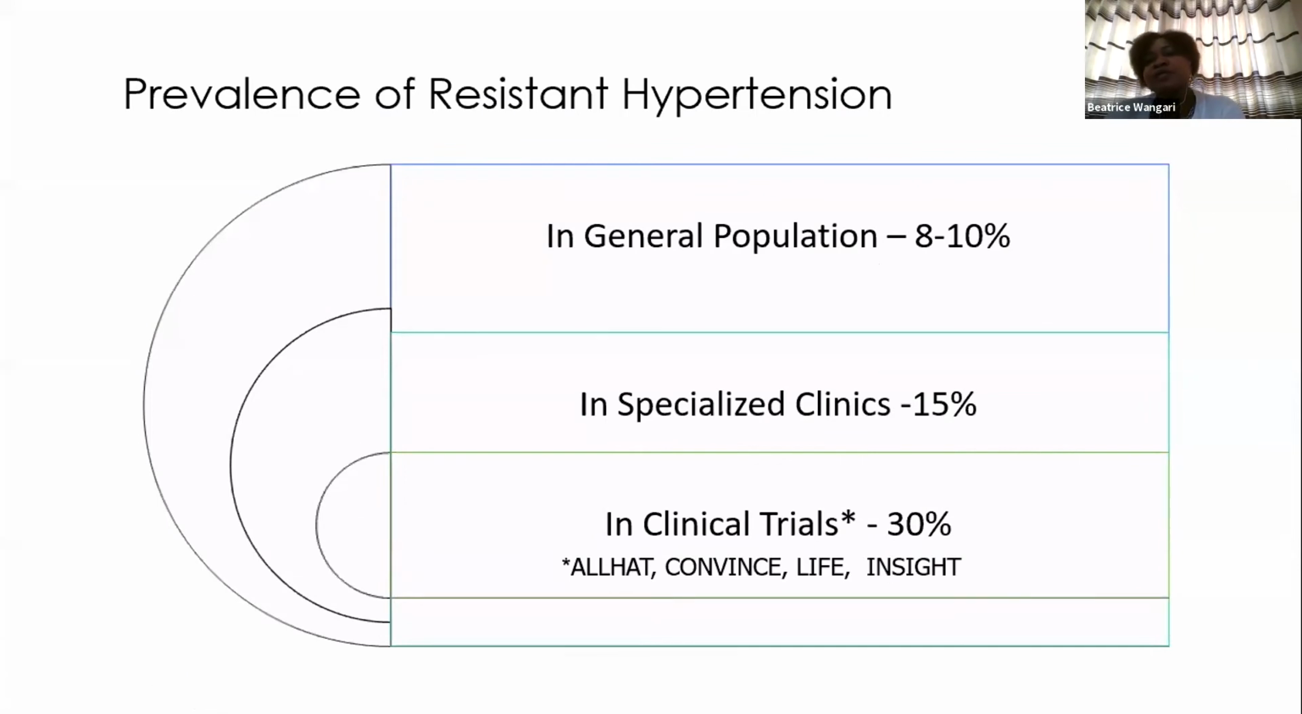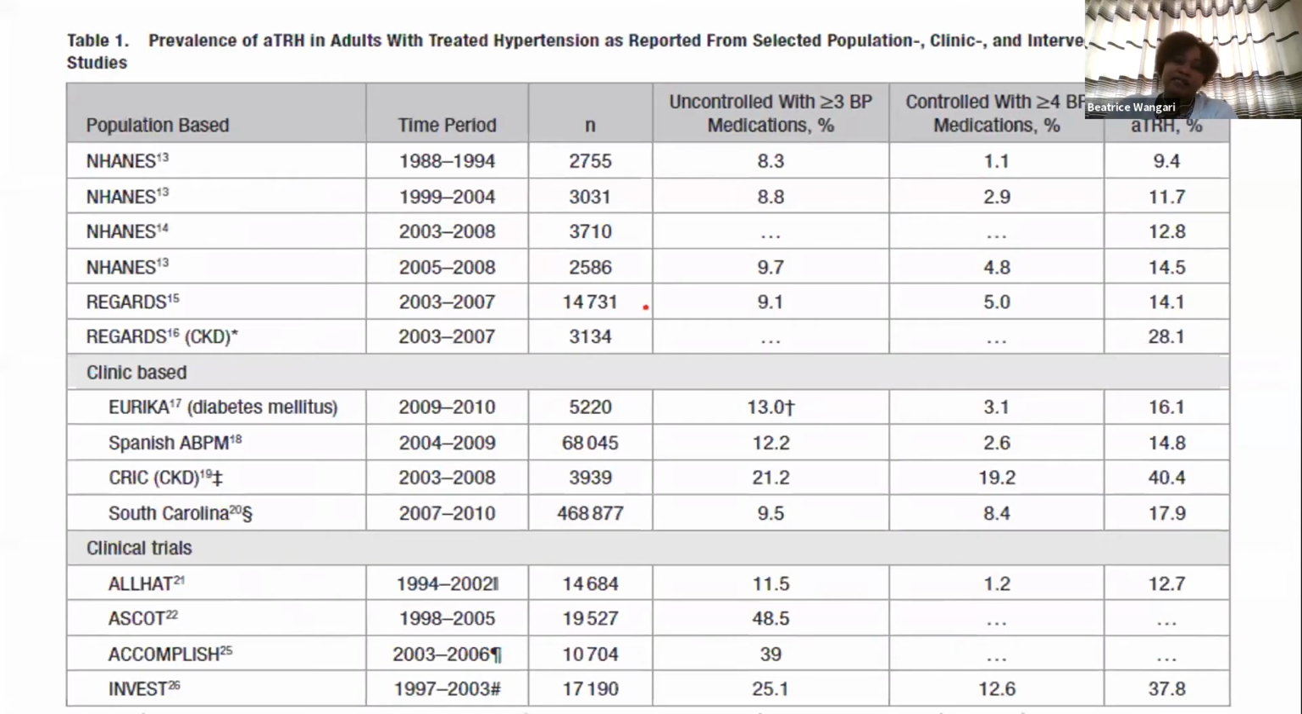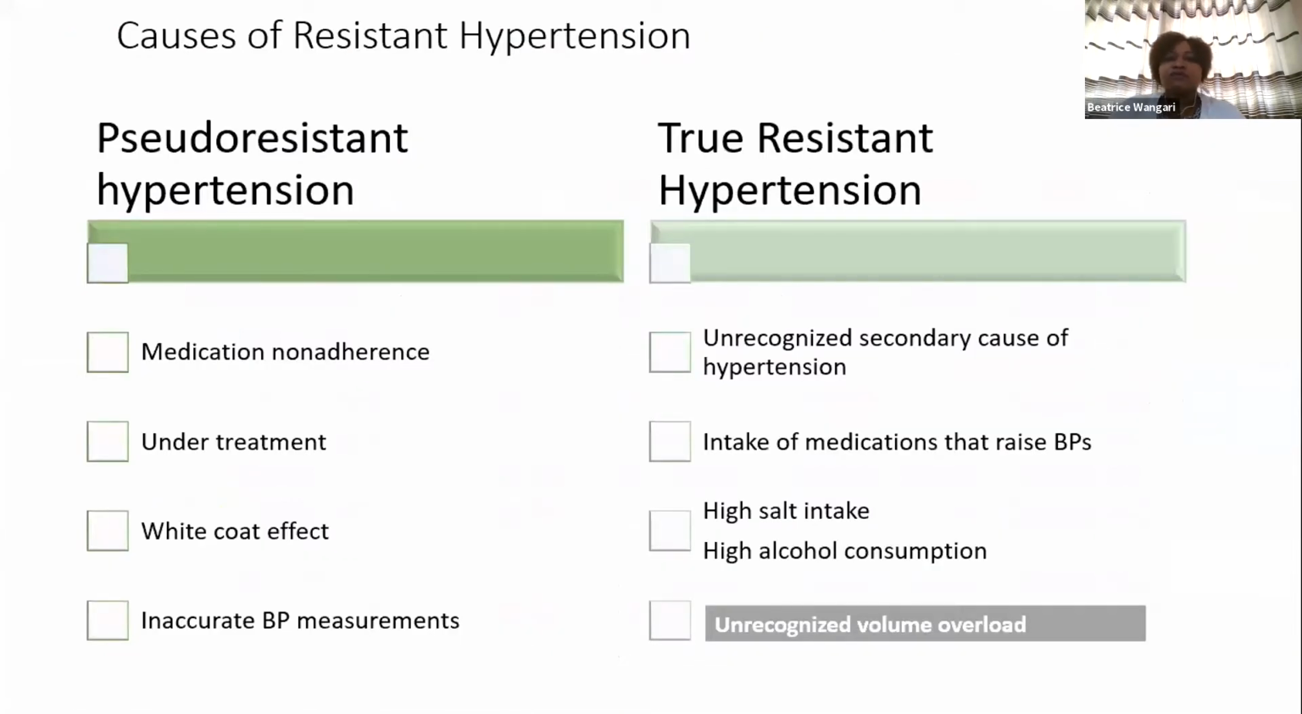Difficult to put a number on it because it really depends on the scenario where the data is generated from. Nonetheless, you can see that it is actually quite high, going up to 30-40% among patients who are being treated for hypertension. Now, what actually has been thought to cause resistant hypertension?